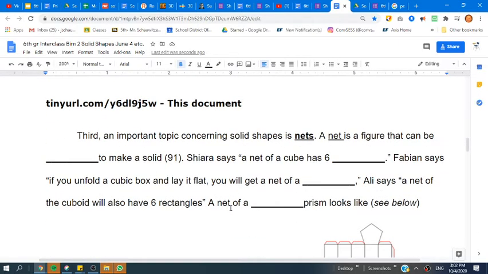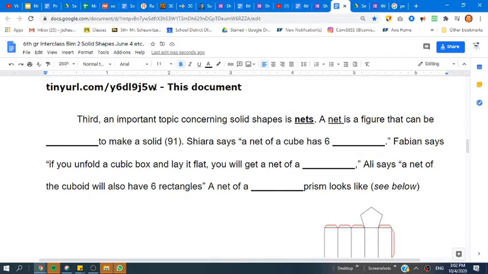Let's go to the last paragraph. If you'd like to read this on your own, this is in this tiny URL right here. Okay, so you can check that out. The next says, third, an important topic concerning solid shapes is nets. A net is a figure that can be blank to make a solid.